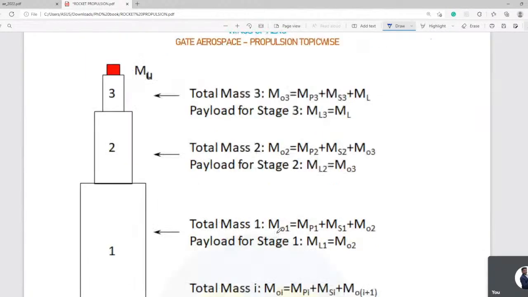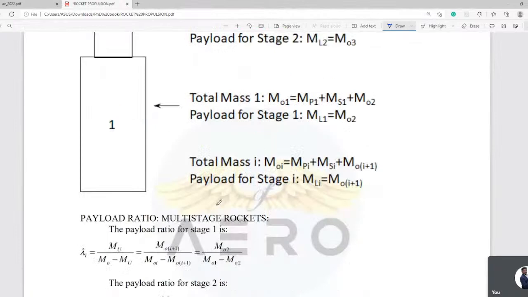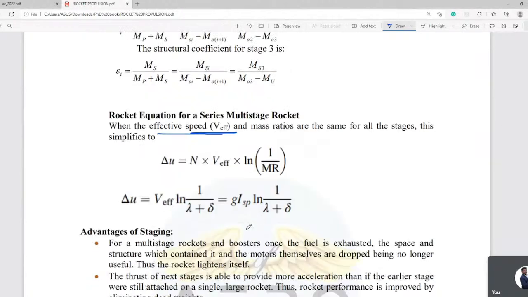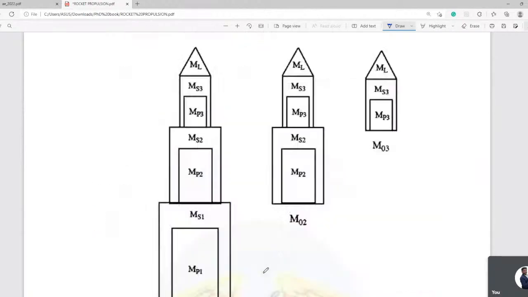But you can expect something from the multi-stage, like how to calculate the payload, and how to find the total value for a series multi-stage rocket, the effective speed and all those things. You can expect this question.